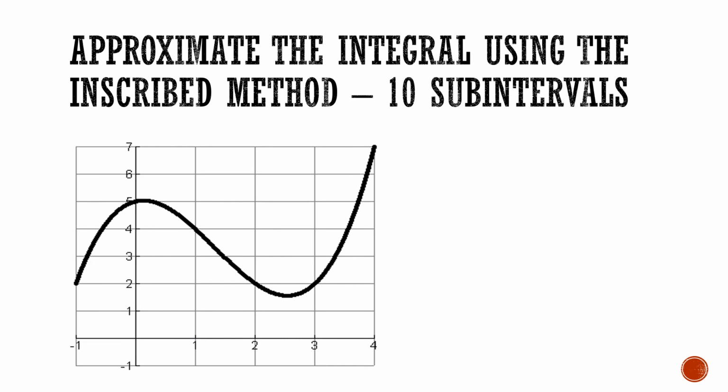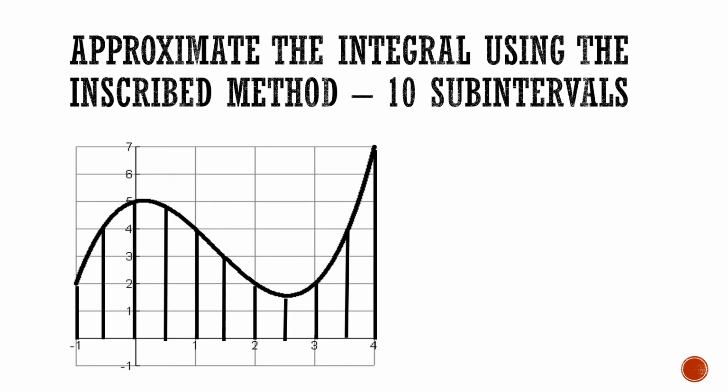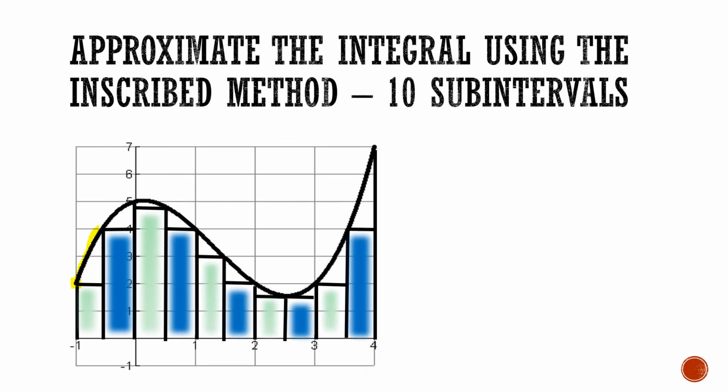All right, so next we're going to approximate the integral using the inscribed method. Again, we have 10 subintervals, so I'm breaking my thing up into 10 intervals. This time I'm picking the lowest point of the interval. So whatever's lower inside of each interval, I'm picking that point. So for this first interval from -1 to -1/2, the lowest point is down here at -1, and so I'm going to draw my box there. And I'm going to do that for every single interval. I'll make sure I'm underneath the curve on every single part, and then I shade in my pieces.